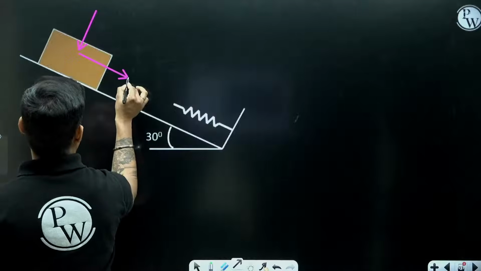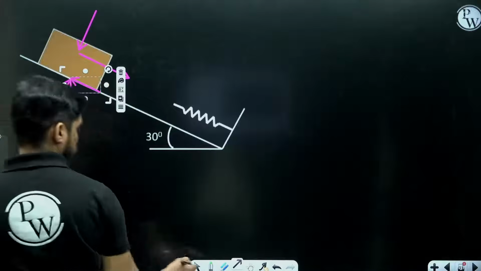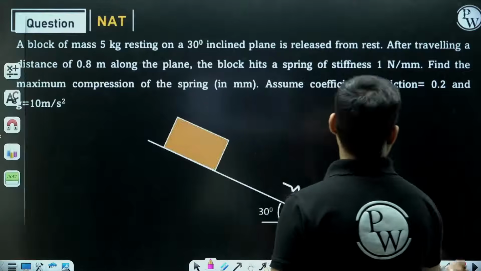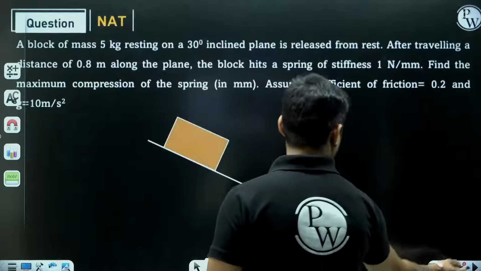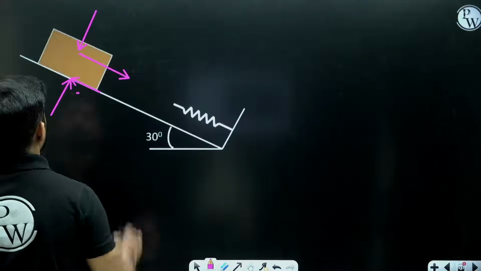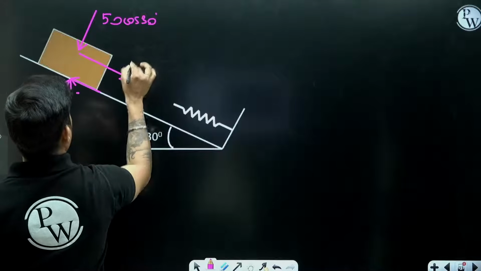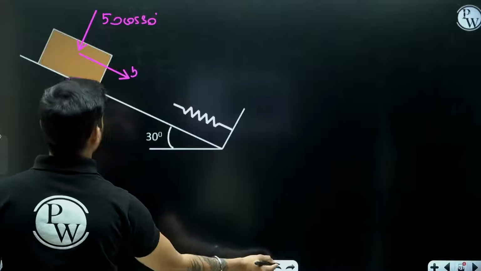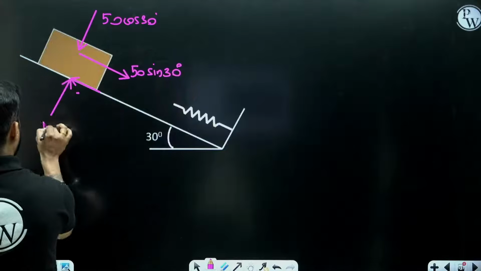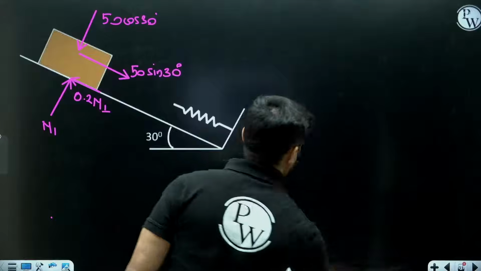So this will be the weight, this will be the normal force, and this will be the friction force. What is the weight of the block? 50 Newton. So this will be 50 cos 30, 50 sin 30. This is N1 and coefficient of friction is 0.2. So this is 0.2 N1.